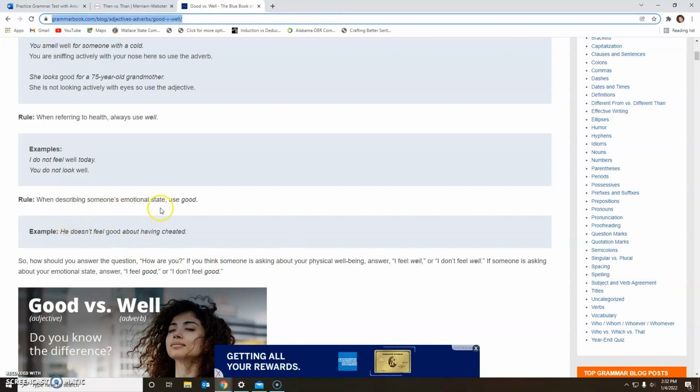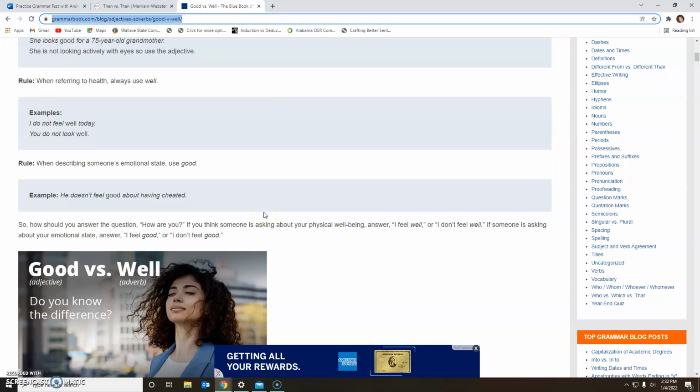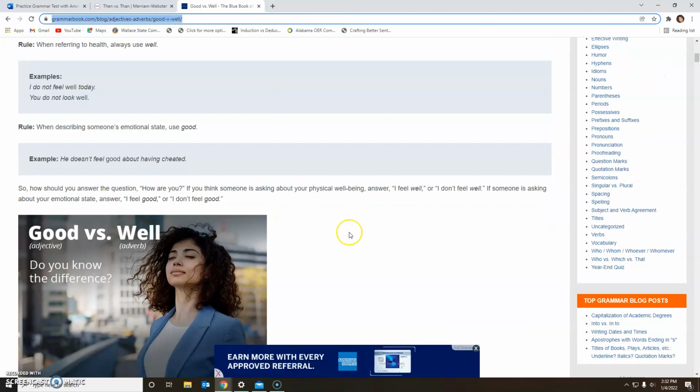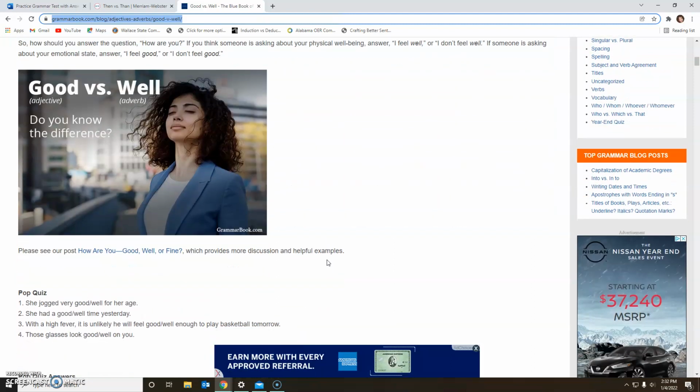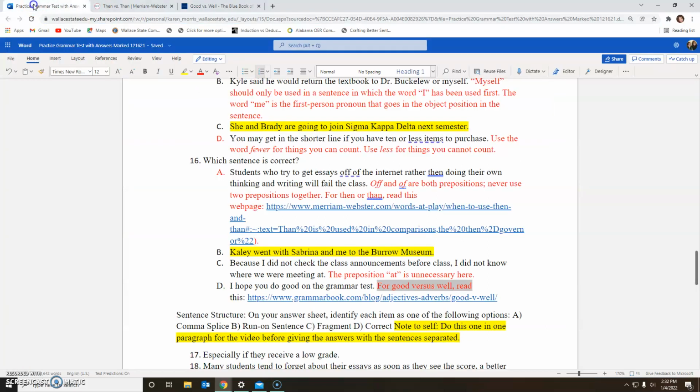When describing someone's emotional state, use good. I feel good. If someone asks me, how are you today? I'll say, I'm good. That's my emotional state. I think that's what they are asking me. If I have been sick and they're asking me how I am, I will say, I feel well today, if that's what's intended by the question. But usually it's intended as an emotional state question.